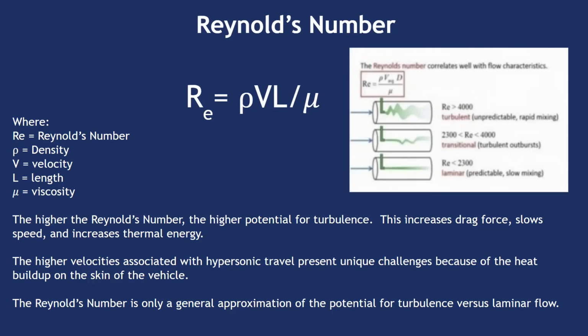I didn't put it in here, but obviously a key factor is that it's going to increase fuel consumption as well. So aerospace companies spend millions, if not hundreds of millions and maybe billions of dollars trying to minimize these turbulence effects in the design of aircraft, hypersonic vehicles, and the like. We're going to talk about hypersonic travel later, but the higher velocities associated with hypersonic travel present unique challenges because of the heat buildup on the skin of the vehicle.